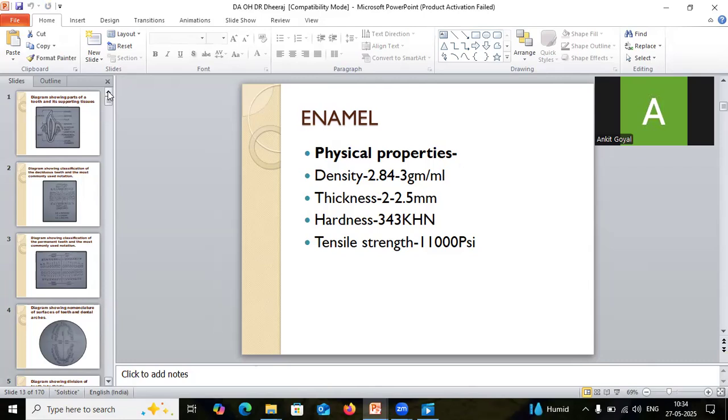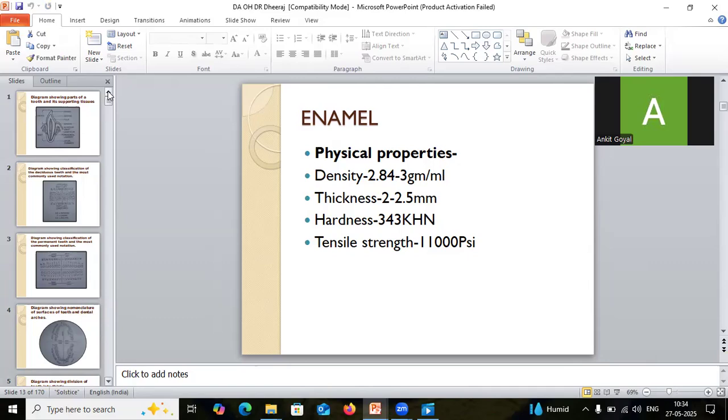Then second is the thickness. The enamel thickness varies considerably over different parts of the crown. Maximum thickness of approximately 2.5 mm is observed at the cusp tip or at the incisal edge, and it is thinnest at the surface, which is approximately 2 mm. Third is the hardness of the enamel. It is about 343 Knoop's hardness number.